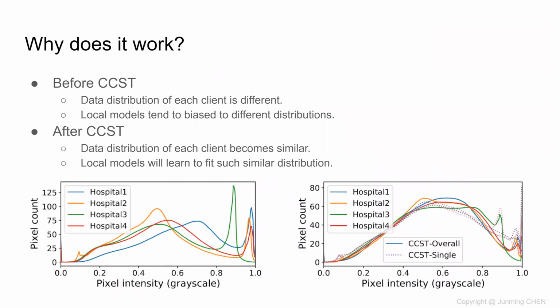So why does it work? From the figure, we can see that before CCST, the data distribution of each client is different, and local models tend to bias to different distributions. While after CCST, the data distribution of each client becomes similar. Therefore, each local model will learn to fit such similar distribution.